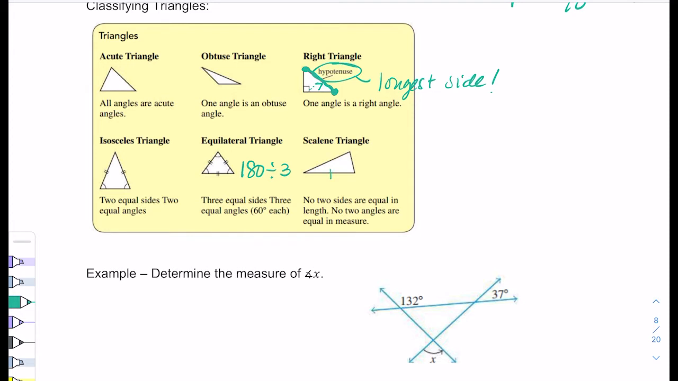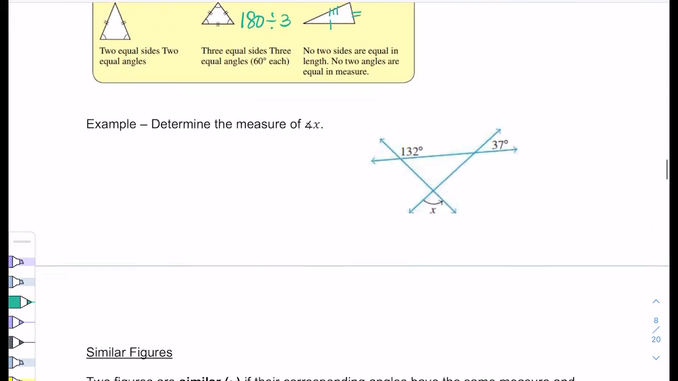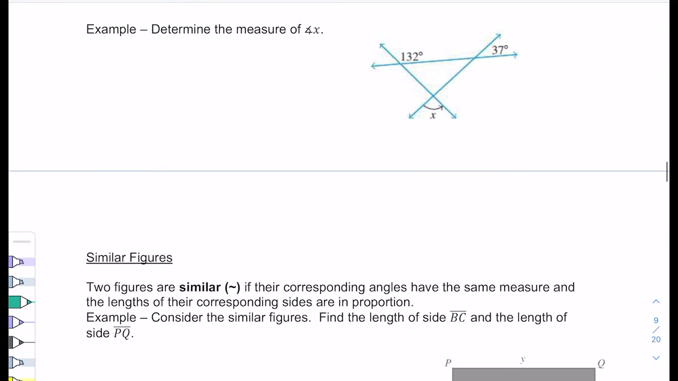So you would usually see that marked kind of like this, where you put one mark on one side and then two dashes on the other and then three. Okay, so that's a little bit about classifying triangles. Let's look at how we can use the properties of triangles to determine x.